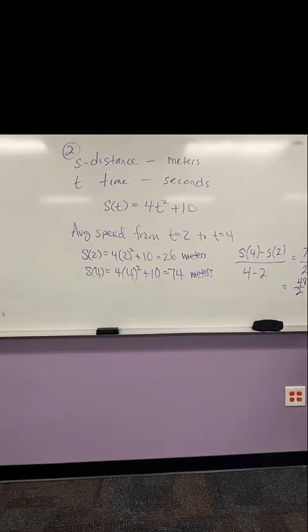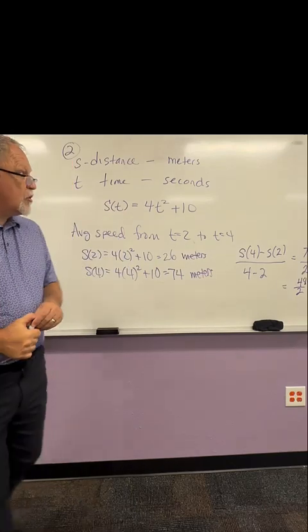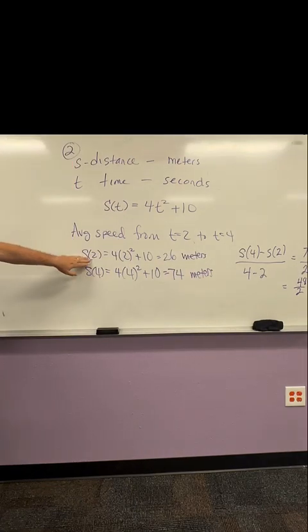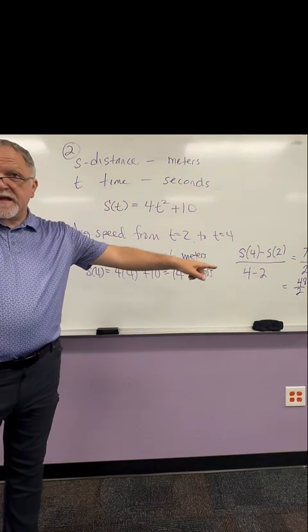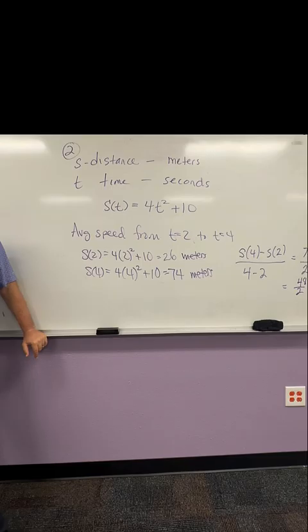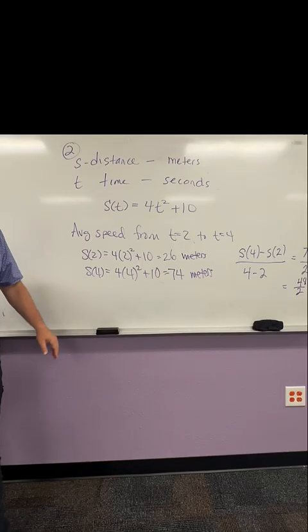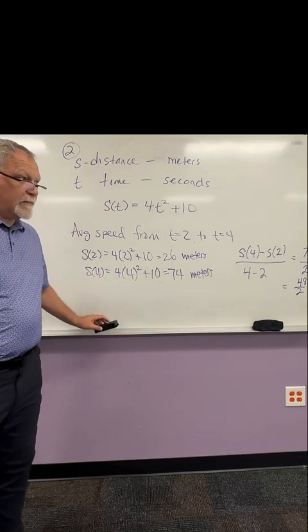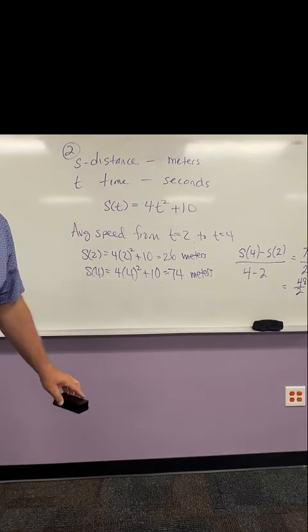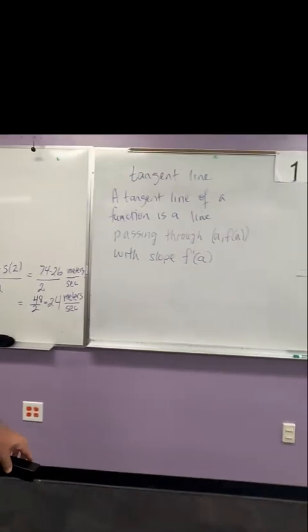So we've determined that between seconds 2 and 4, our distance was changing at an average rate of 24 meters per second. Does that mean it was changing that much every single second? No, it just means that if it were going at a constant change, it would be 24 meters per second. We know it was variable, but on average, it turned out to be 24 meters per second. Okay. Are we good on that so far? Okay. So now let's continue on.